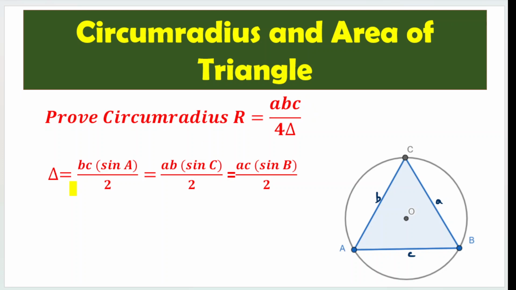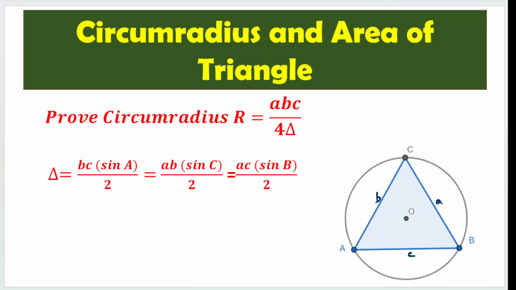At the same time, we also want to prove that the area of a triangle ABC is given by BC into sine A by 2, or AB into sine C by 2, or AC into sine B by 2. Let us prove these two important results. First, let us try to prove the area result.